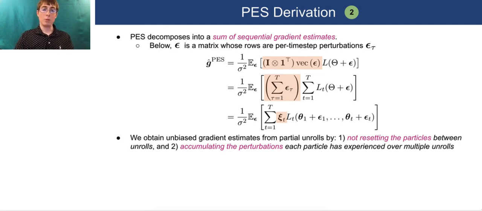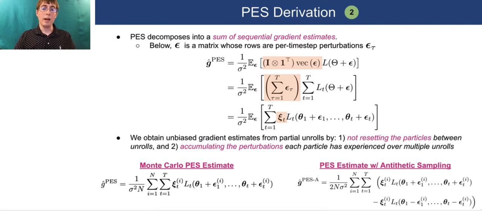So now from the last expression, we see that we can obtain unbiased gradient estimates from partial unrolls by not resetting the particles between unrolls and by accumulating the perturbations that each particle has experienced over multiple unrolls, where this perturbation accumulation is done by the psi sub t. So we can estimate this last expectation using either a standard Monte Carlo estimate, shown in the bottom left, or what we do in practice is use antithetic sampling, shown in the bottom right, where we sample pairs of positive and negative perturbations at every time step.